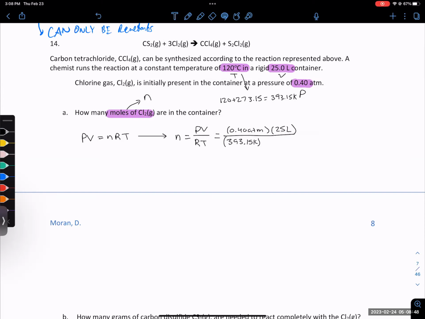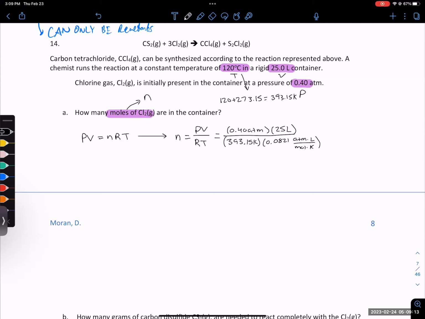Why is it in Kelvin? Well, there's a little constant known as R, and the magnitude of it is 0.0821, but the units are atmospheres times liters over moles times Kelvin. So the reason you want it in Kelvin is because the two temperatures cancel out, the Kelvin on the top and the Kelvin on the bottom.